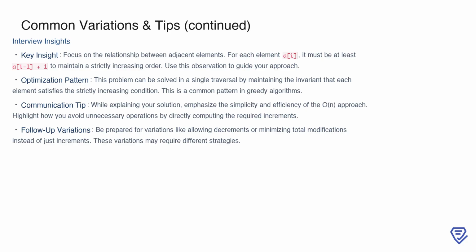When explaining your solution in an interview, emphasize the O(n) approach. Highlight its efficiency and how it avoids unnecessary operations by directly calculating the required increments. Be prepared for follow-up variations as well. For instance, an interviewer might ask how you'd handle scenarios where decrements are allowed or where the goal is to minimize total modifications rather than just increments. These variations could demand different strategies, so it's good to have a flexible mindset.